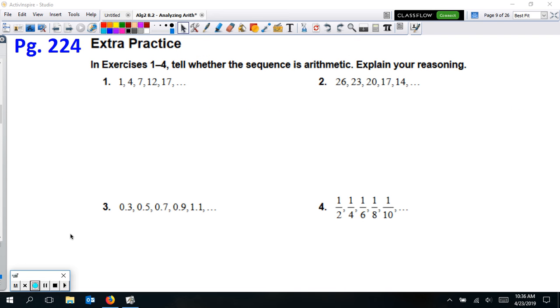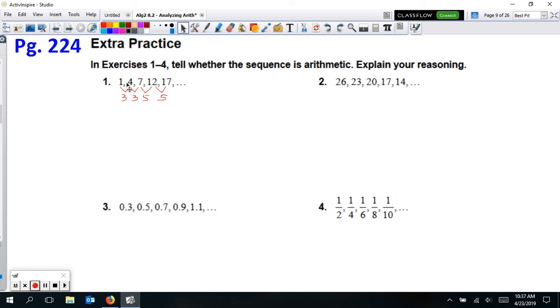Okay, so on our extra practice, page 224 in your notes, it says tell whether the sequence is arithmetic, explain your reasoning. For 1 through 4, that's what we're going to do. We're looking to see, is it arithmetic, which means it's going to have a common difference. Are we just adding or subtracting the same number every time? We could start with the first two. From 1 to 4, we add 3. From 4 to 7, we also add 3. So far, it looks like there's a common difference. To go from 7 to 12, though, we add 5. Then 12 to 17, we add 5. So this one doesn't have a common difference.